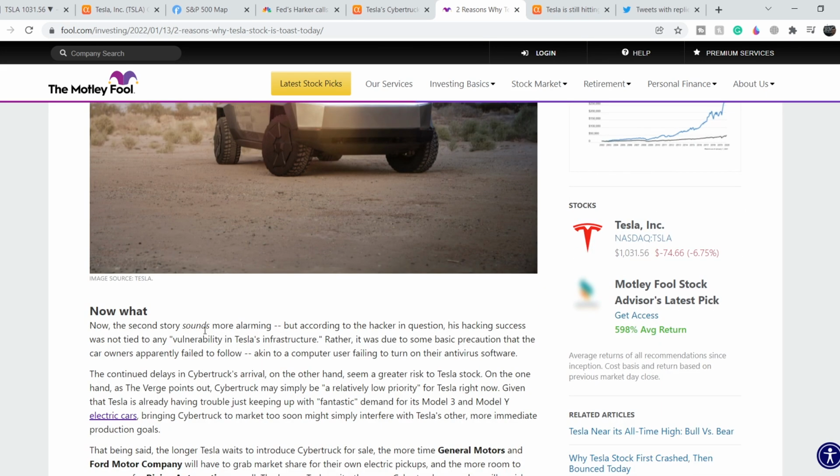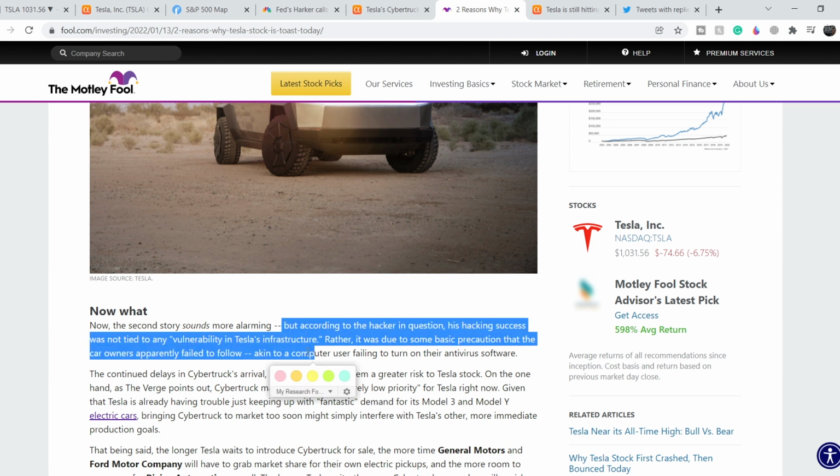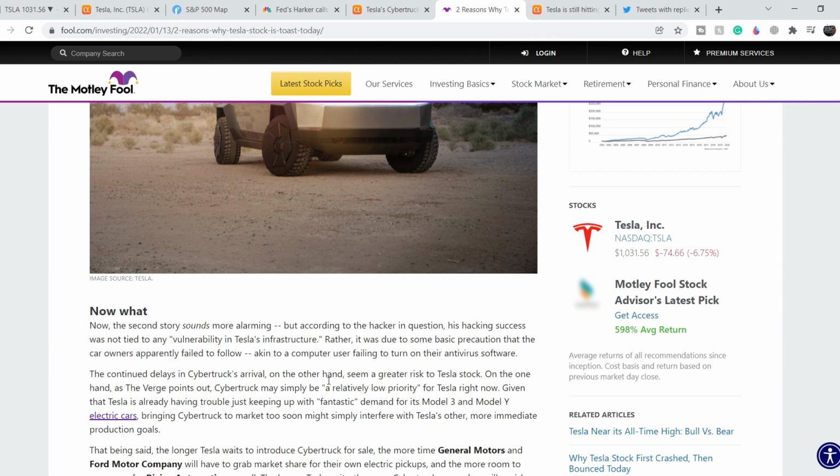And at first glance, it sounds extremely dangerous, but according to the hacker in question, his hacking success was not tied to any vulnerability in Tesla's infrastructure. Rather, it was due to some basic precautions that the car owners apparently failed to follow. And this means it is not bad news for Tesla, especially on a greater scale. It is just some facts that might take place if you aren't extremely cautious with your electronic devices.